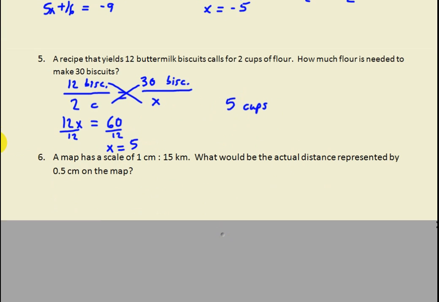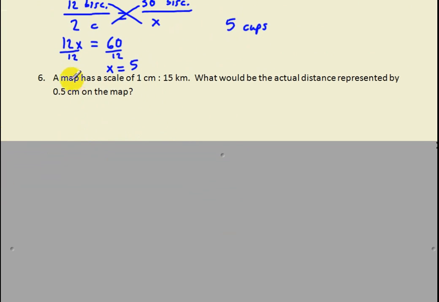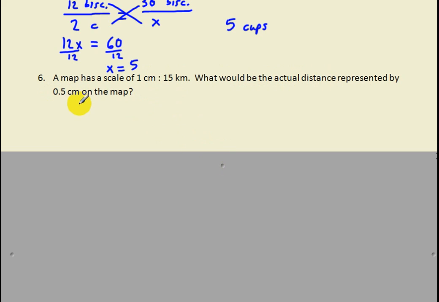Right, a map has a scale, so here we go with our scale. This is two-dimensional because it's a map. It has a scale of 1 centimeter to 15 kilometers. So every centimeter on the map represents 15 kilometers in the real world. Okay, what would be the actual distance represented by 0.5 centimeters on the map? So let's set up our ratio of 1 centimeter to 15 kilometers is equal to, and because we have centimeters on top here, we need centimeters on top here. So 0.5 centimeters to, let's call it d for distance. Okay, and this is the actual distance.